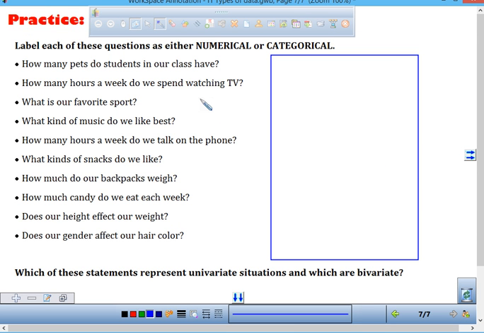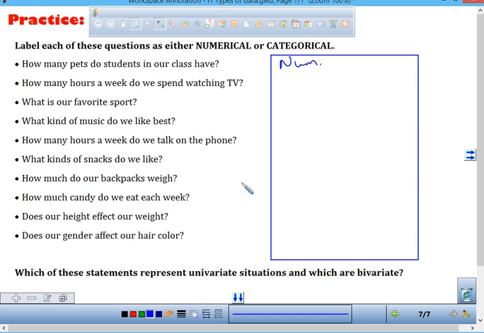So we're going to go through these. I have these questions up here. You're going to tell me, is it numerical, meaning you're going to give me a number answer, or is it categorical where you're going to say yes or no to the answer? Okay? So how many pets do students in our class have? Are you going to give me a number answer or a yes or no answer? Number. So then that's numerical. I'm going to abbreviate NUM for numerical.